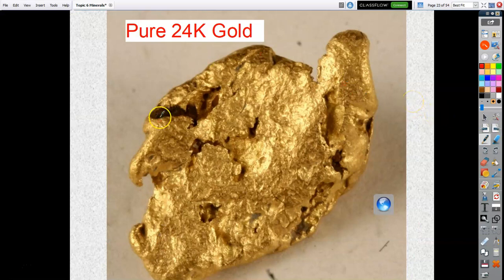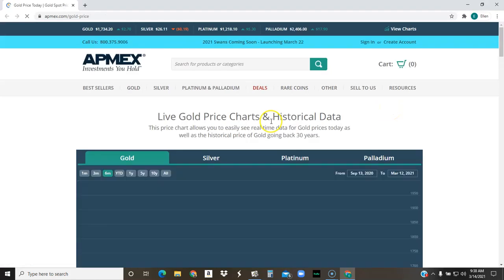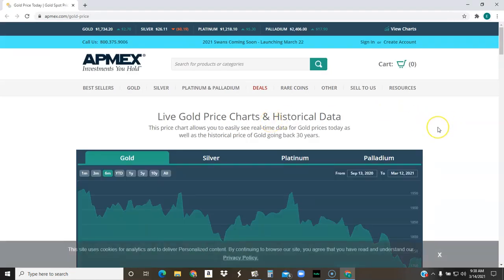Pure gold. So this is pure gold. Again, it has a specific gravity of 20, which is very, very heavy, very dense. And gold, this is prices of gold. Gold prices are interesting. They'll fluctuate with the market. So I have that link on there.